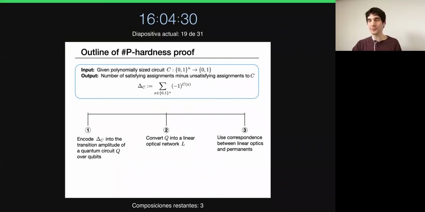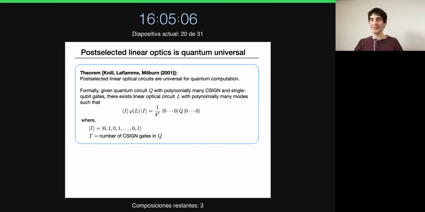Going back to our proof outline again, we saw in step 1 how to encode this Sharp-P-hard quantity, delta C, into the transition amplitude of this quantum circuit Q. And then we just saw that if you happen to already have a linear optical network, then the transition amplitudes in that linear optical network are expressed by permanents. And so now we just need this glue. How do we take the quantum circuit Q and convert it into a linear optical network L? This goes back to the question earlier: can linear optics actually even simulate what's going on in our quantum circuit? And the answer is yes, in some sense.